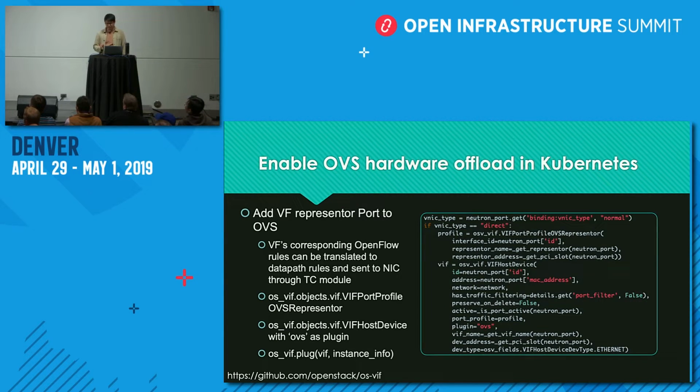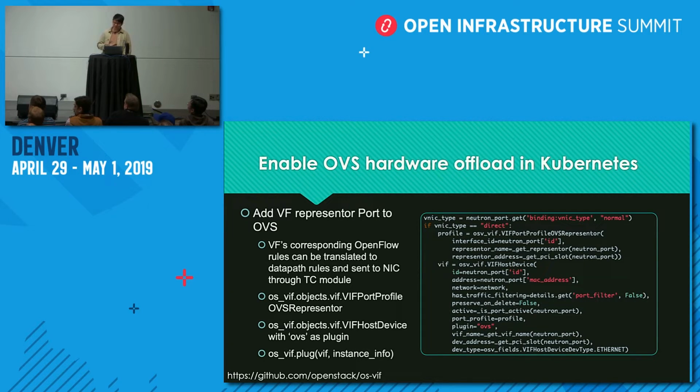The second thing we need to do is to add the VF representer port to OpenResearch. So what is a VF representer port? It is the configuration portal of a virtual function. In the case of OpenResearch hardware offload, we still need to let OVS-VSHD know how to configure virtual functions because they are logically bound to OpenResearch.